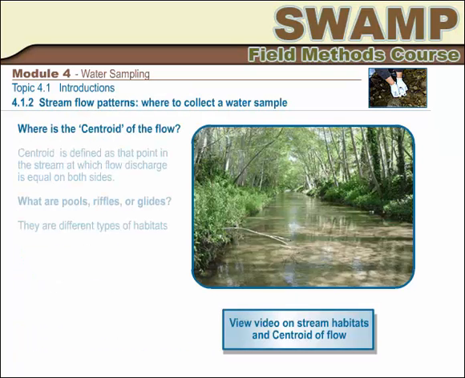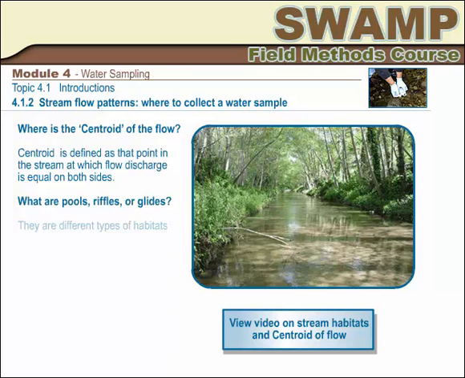Water samples are collected from a location in the stream where the stream visually appears to be completely mixed. Ideally, this would be at the centroid of the flow, which is the imaginary line that separates the flow discharge into two equal parts. It is often the most representative spot in the channel. When you are looking for a place to collect water samples, always look for the centroid of the flow.